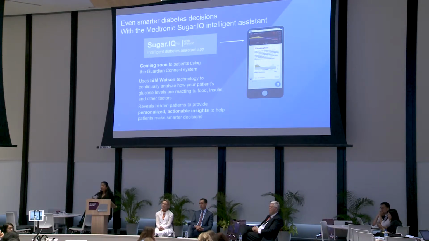A few other quick last examples. There's a lot of work going on now around real-time machine learning. If you're familiar with Medtronic, it's a company that takes care of type 1 diabetics. These patients have insulin pumps, and we're pulling this data in real time. What we're able to do is predict 3 hours in advance whether a patient is going to be hypoglycemic.